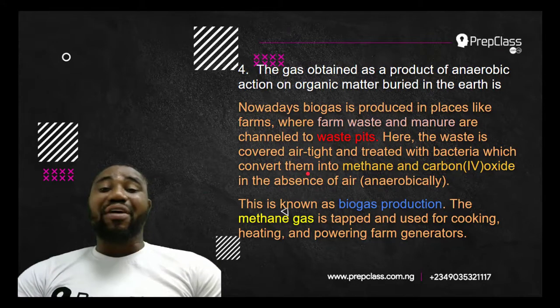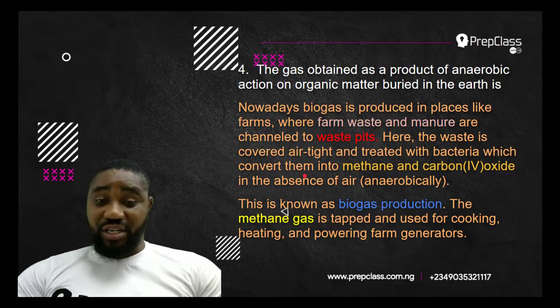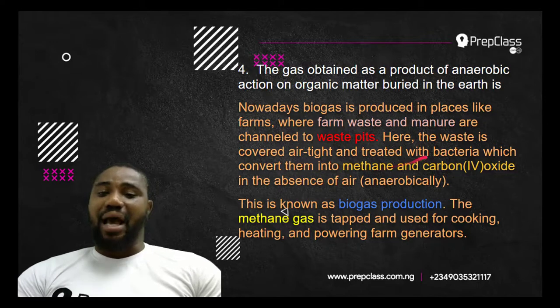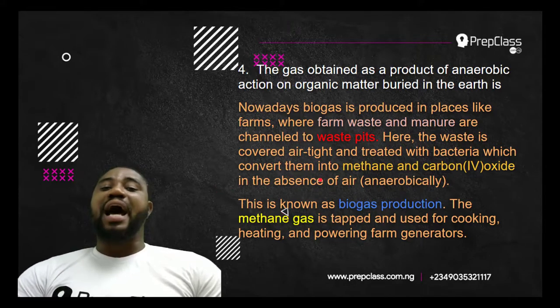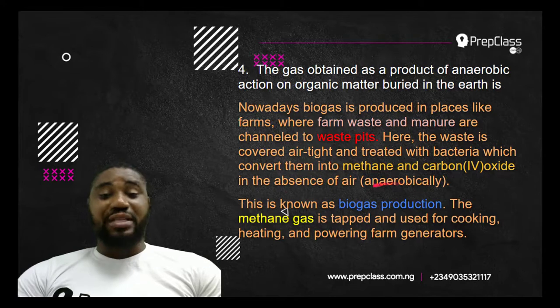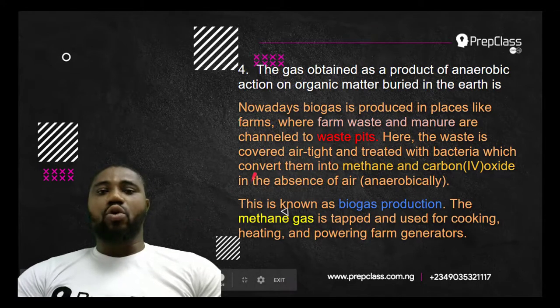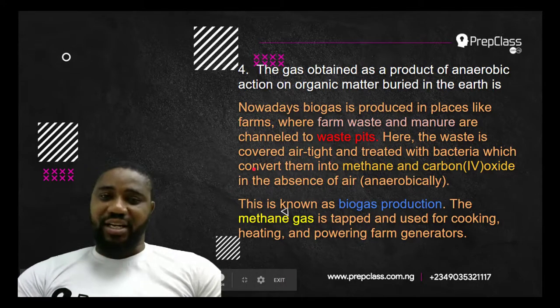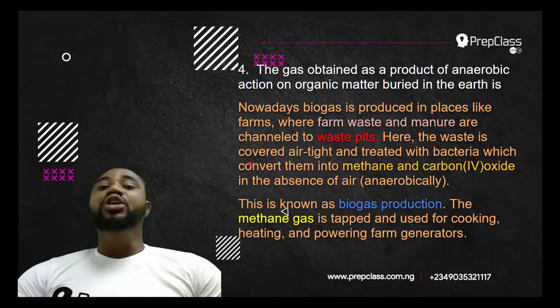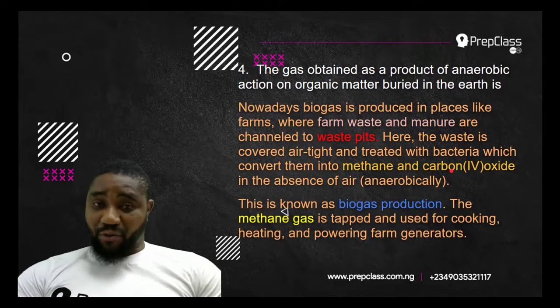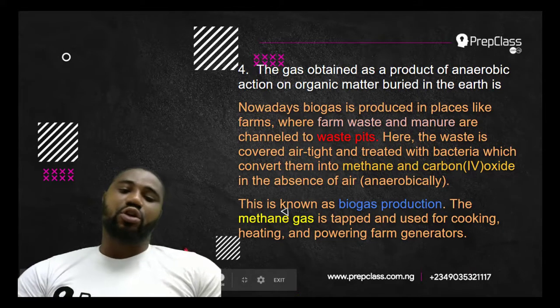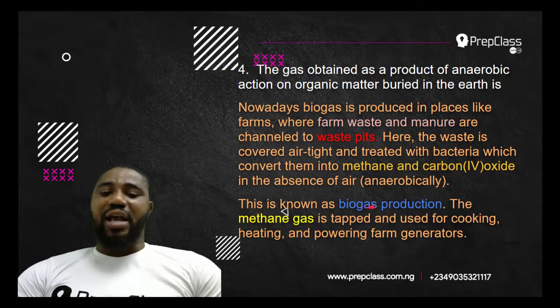That bacteria will now convert that organic matter, that decaying matter, decaying feces, urine, or dead organisms, to methane and carbon dioxide. That is what that bacteria will do. All this happens in the absence of air, which is anaerobic, because that place is covered airtight, so oxygen cannot penetrate inside. So this will now convert all those things into what? Methane and carbon dioxide. Do you understand? That's the composition. Now this is known as biogas production.